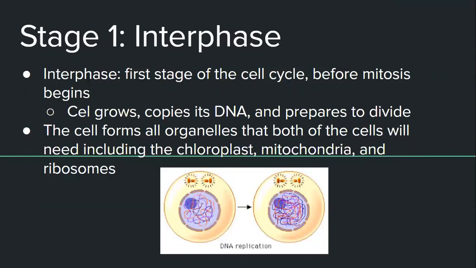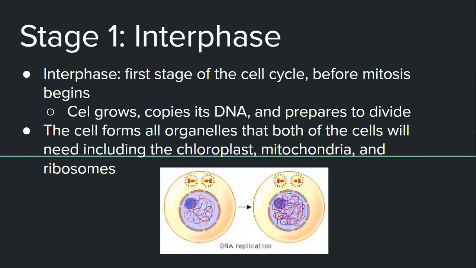So the first stage is called interphase. The first stage of the cell cycle is interphase, before cell division begins. During interphase, the cell grows, makes a copy of its DNA, and prepares to divide into two cells. Make sure you understand that interphase is the first stage of the cell cycle, but the cell cycle necessarily does not include the interphase. It's actually that the first stage in mitosis is prophase. So we'll talk about that either way.